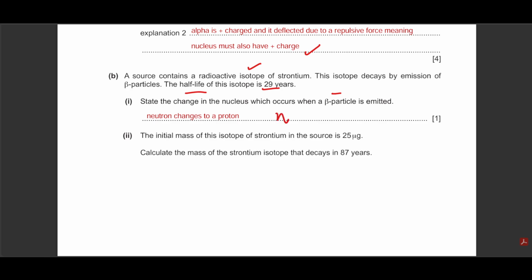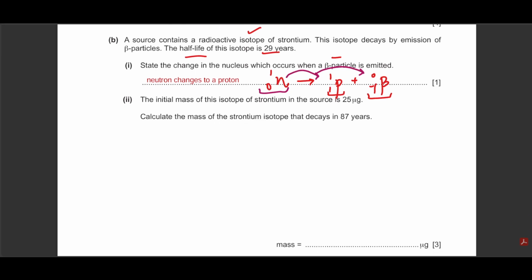A neutron changes to a proton, n to p plus beta, with charges 0, 1 plus, and 1 minus. You see, this proton stays inside the nucleus and beta gets ejected out as beta radiation. It started when a neutron decided to disintegrate. A neutron disintegrates into a proton and an electron; the electron is emitted out, the proton stays inside. That is the mechanism of beta negative radiation.